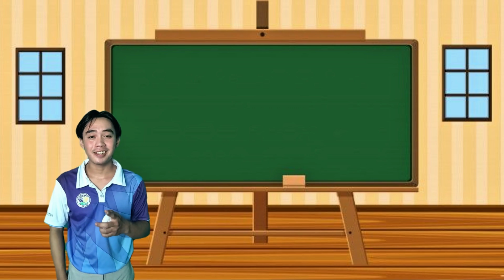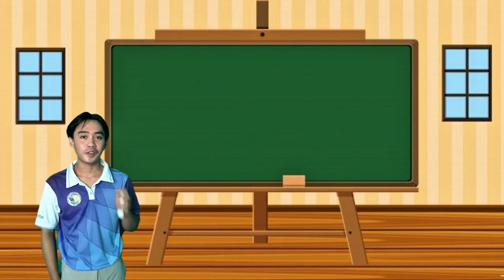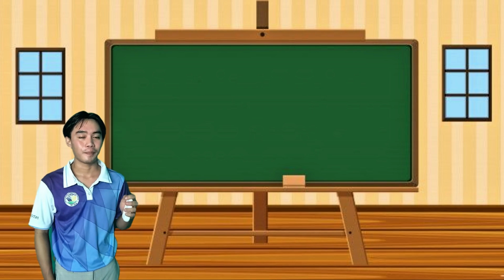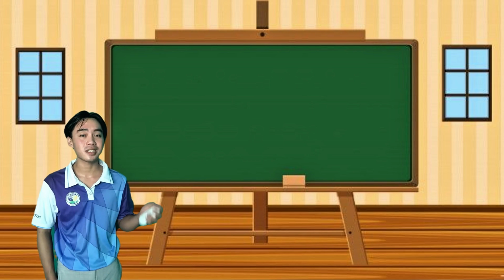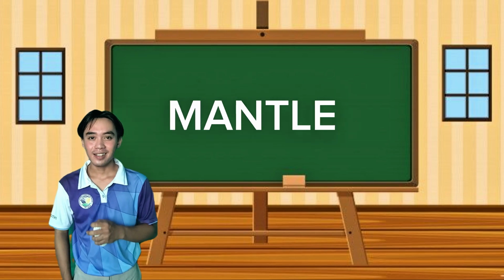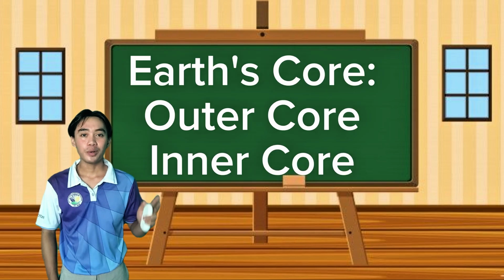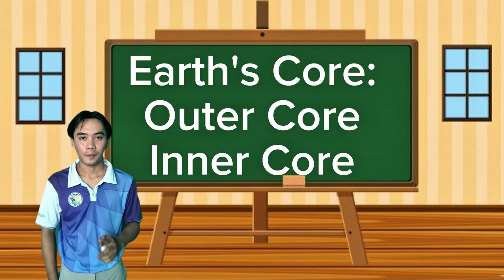Since we're done discussing the core, let us have a recap. What was the first layer that we discussed earlier? The first layer of our Earth's internal structure is the crust. Next is the mantle, and last is the core, which has two layers, the outer core and inner core.